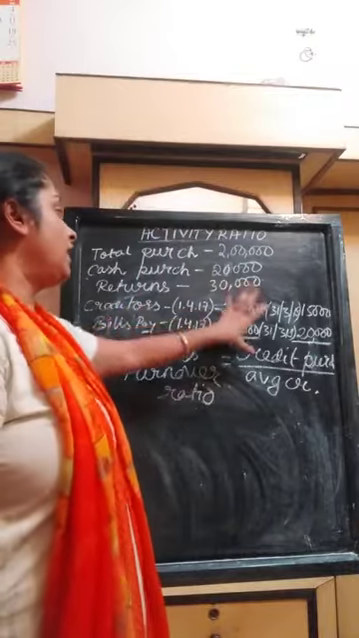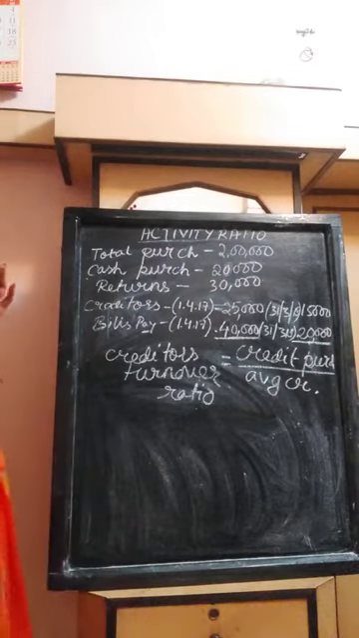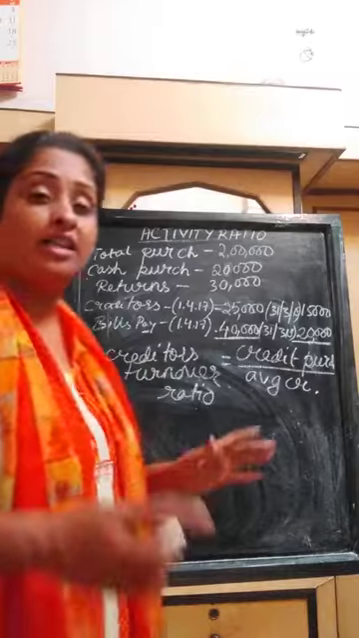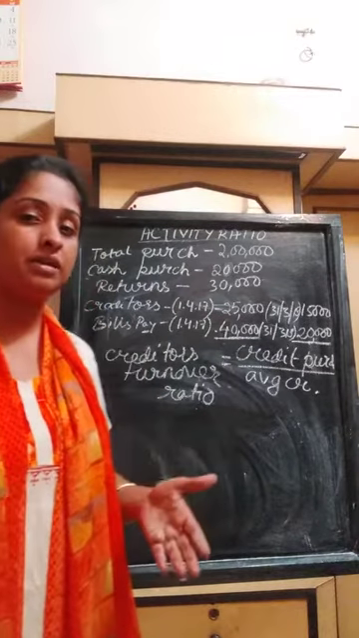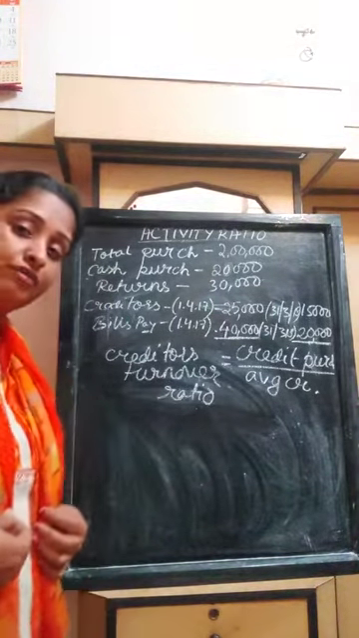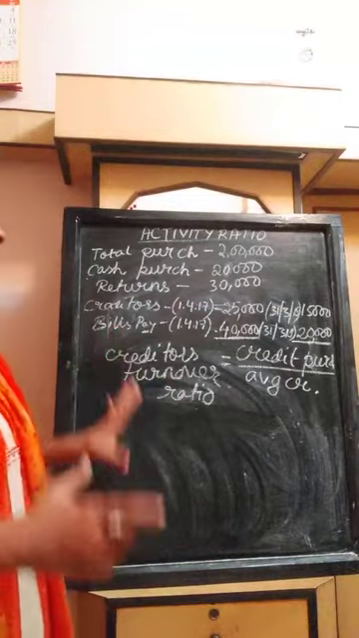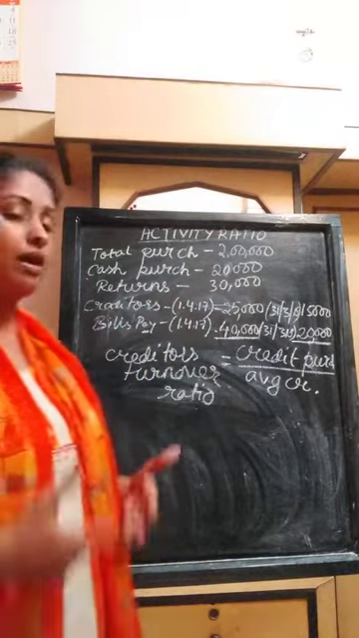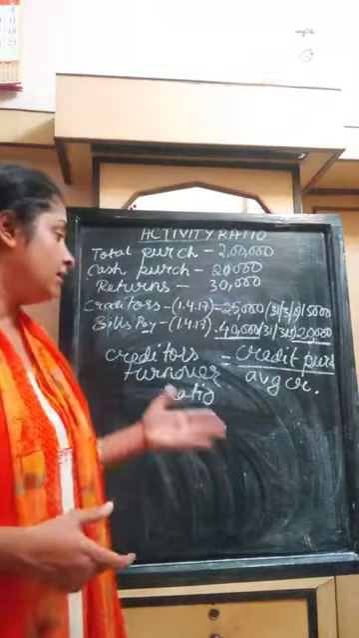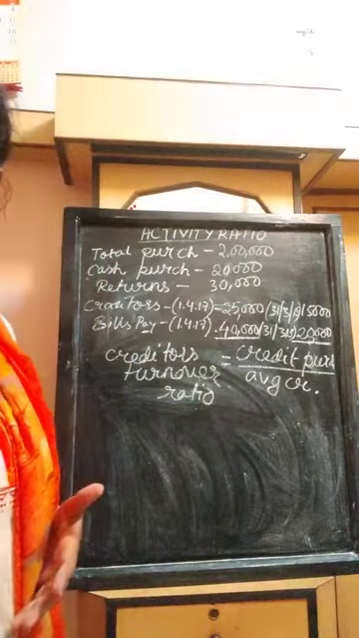These are the amounts given for the respective items for finding out the creditors turnover ratio as well as the average payment period. Creditors turnover ratio and average payment period you have to find out. Through solving this sum, I will show you how you will find out the answer of creditors turnover ratio.